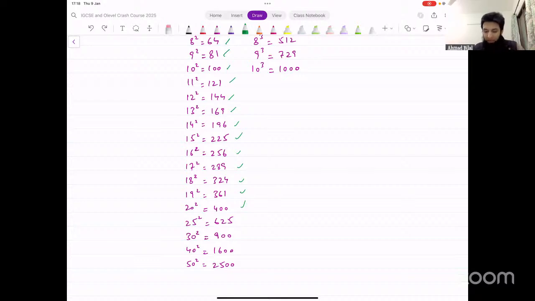3 squared is 9. So this becomes 900. The number of zeros becomes twice, right? So we've got 1 zero here; in the square, you have 2 zeros. 4 squared is 16. So this becomes 1600. 5 squared is 25. So this becomes 2500. So these tens, you should be able to evaluate their squares quickly as well.